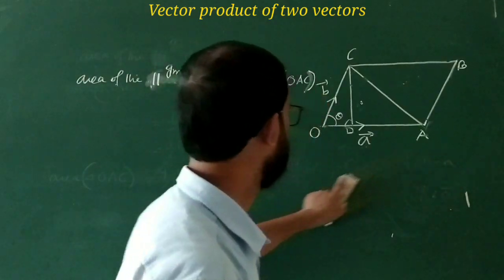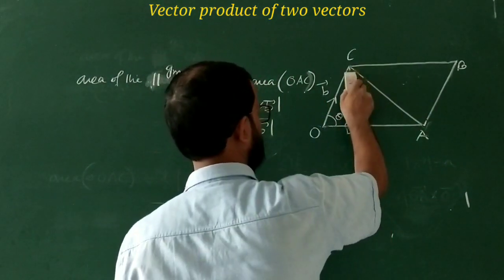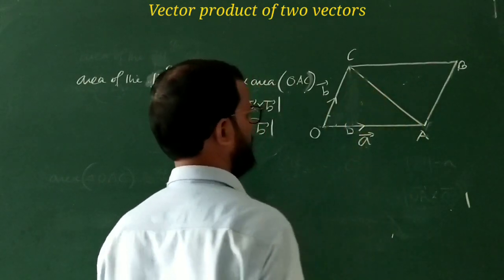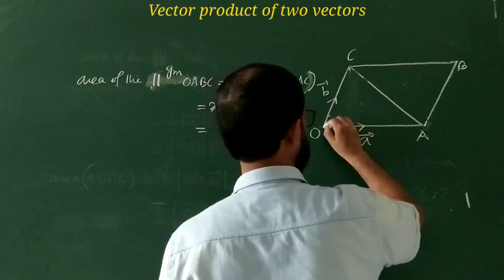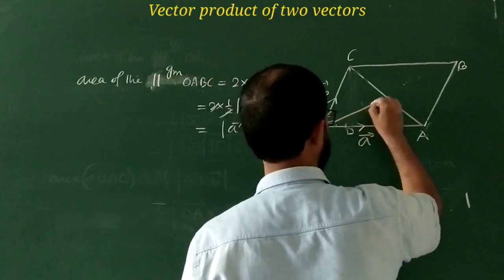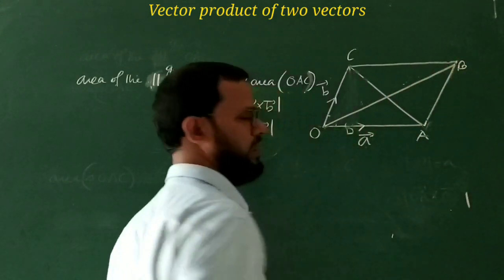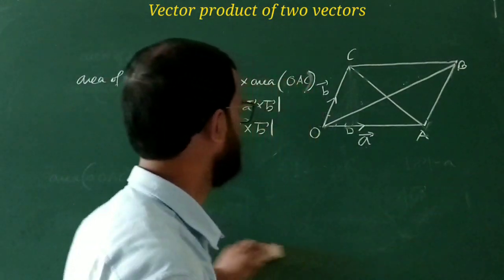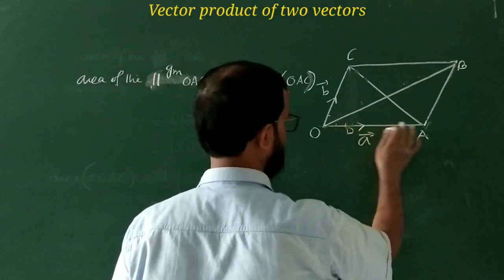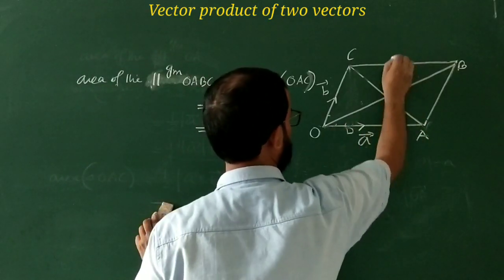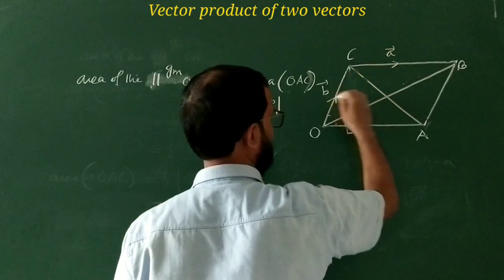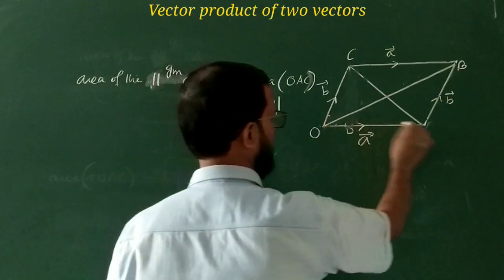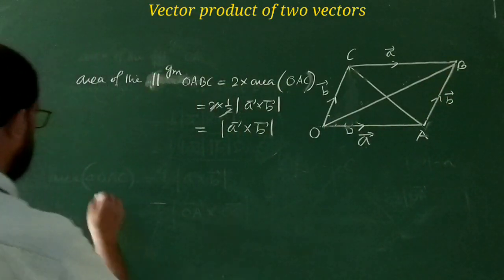Now, this is one particular diagonal and this is another diagonal. Okay, this is another diagonal. Now see, if this is A vector, this will also be A vector, and if it is B vector, then this is also B vector. Okay, if you consider the triangle OAB, what will we get?